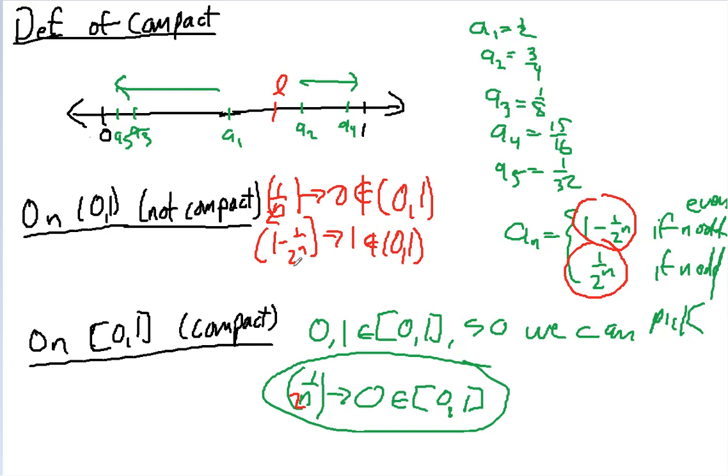If it's not compact, there will be some sequence that doesn't have a subsequence that converges to something within the set. So this is the problem. You want to have a subsequence that converges to something in (0, 1), but (0, 1) is not compact, so it doesn't work out.